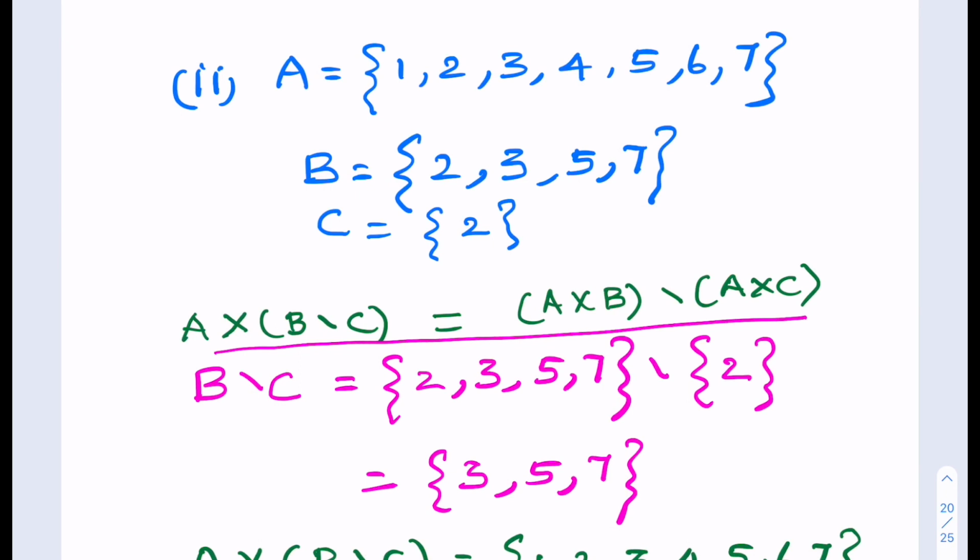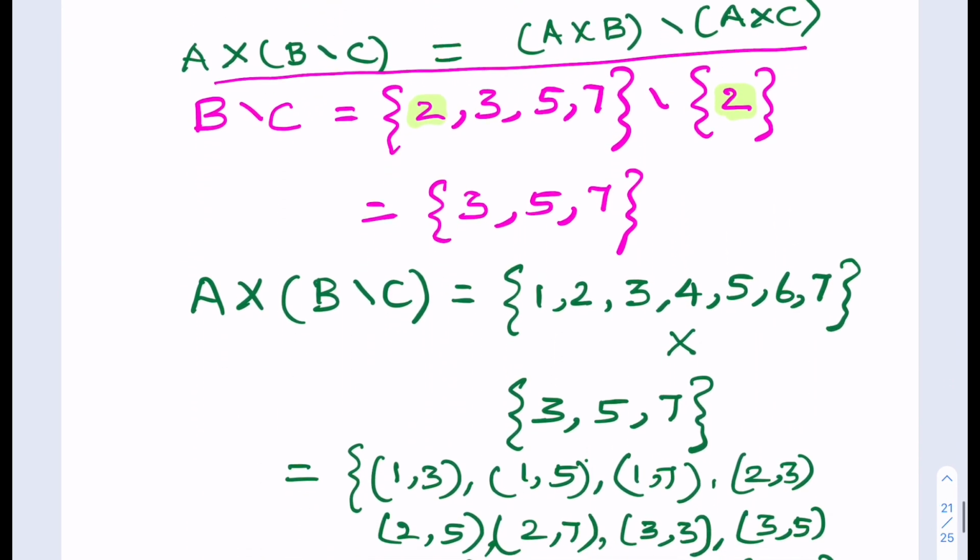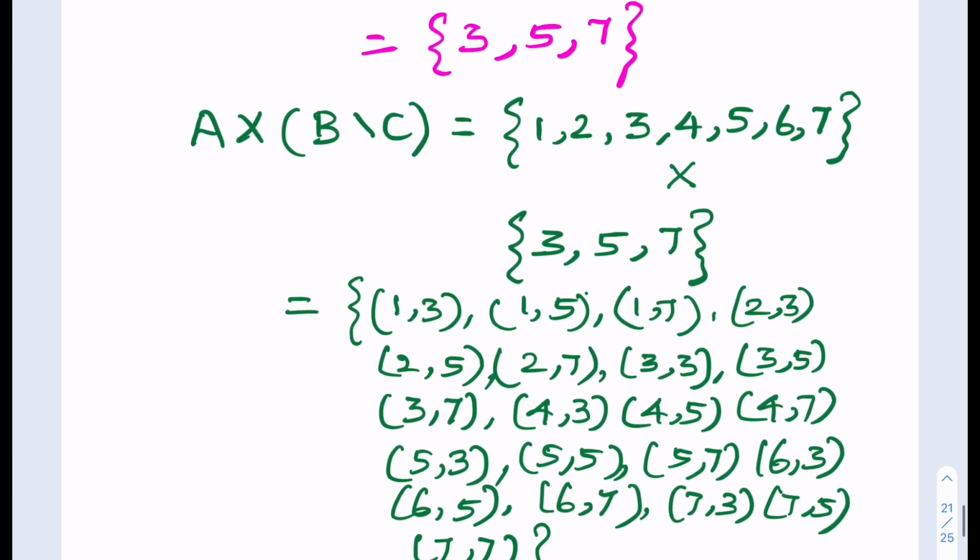So let us write down the set B with the elements 2, 3, 5, 7, difference C, the set with the element 2. What we have to do is find out the common elements present in both the sets. Now to find B − C, we have to look into the first set. So leaving the common element, we have to write the remaining elements of the first set. So leaving the element 2, we have 3, 5, 7. Now let us go and find out A × (B − C).